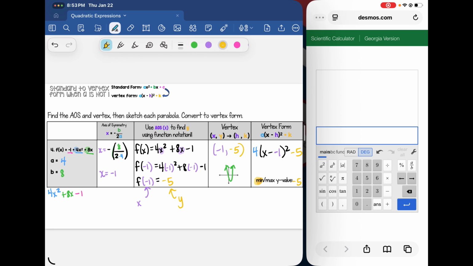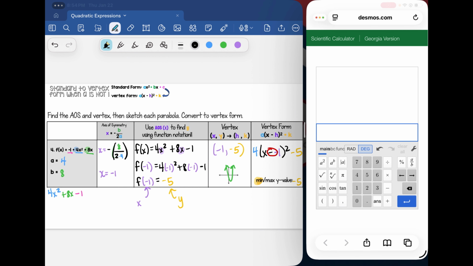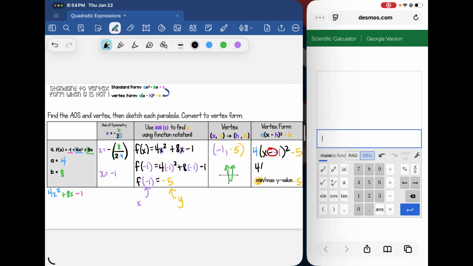Now, I cannot leave my answer like this because of those double negatives right there. When we have two negatives together, a negative times a negative, what does it give you? A positive. So my vertex form is going to change to 4(x plus 1) squared minus 5.